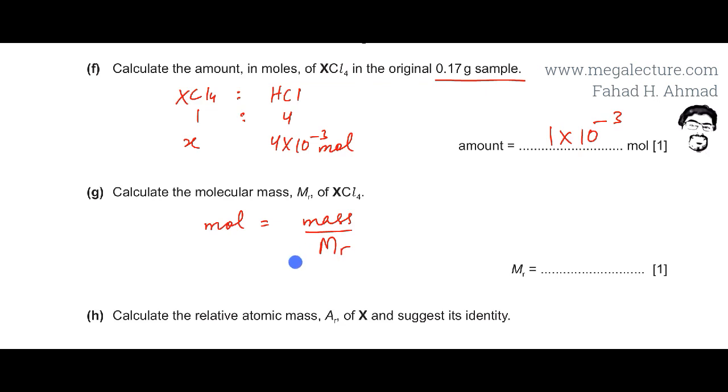So what we're going to do is make MR the subject of the equation. It's going to be mass, which is 0.17 grams, divided by the amount in moles, which is 1 times 10 to the power minus 3 moles. Using this, we can calculate the MR, which comes out to be equal to 170 based on this calculation over here.